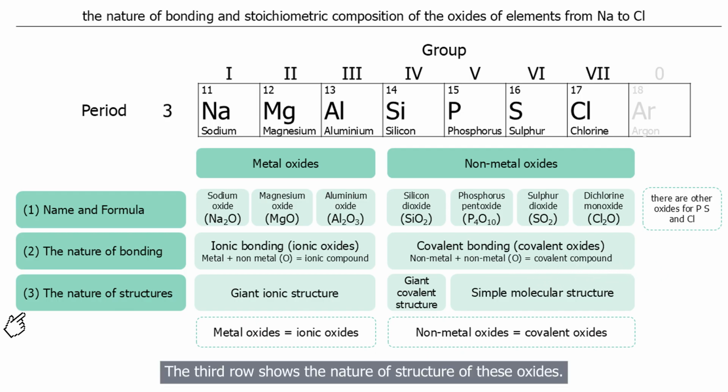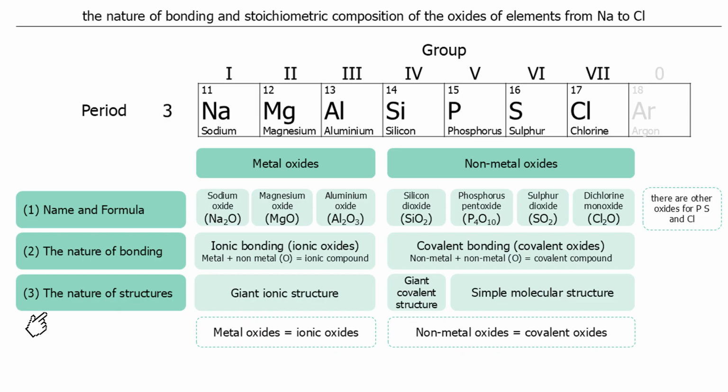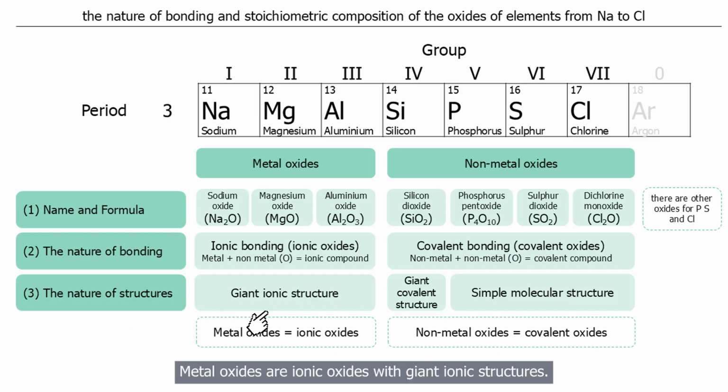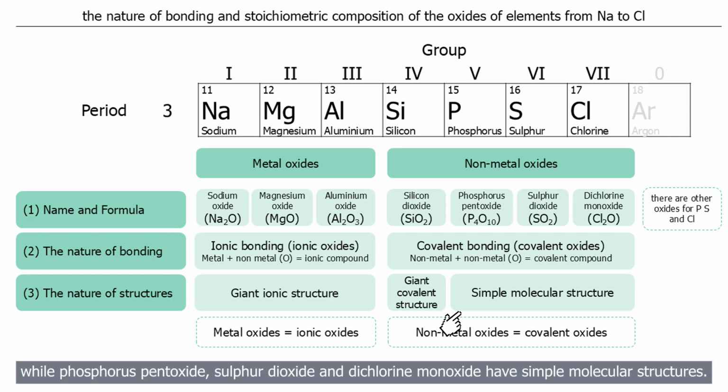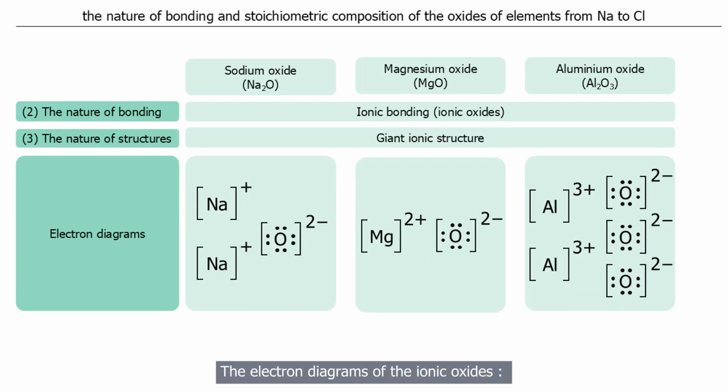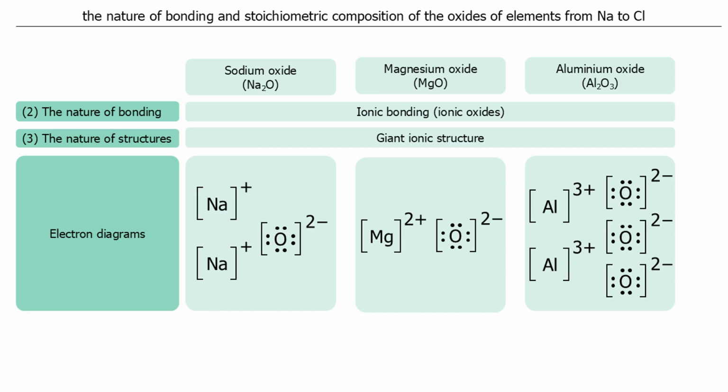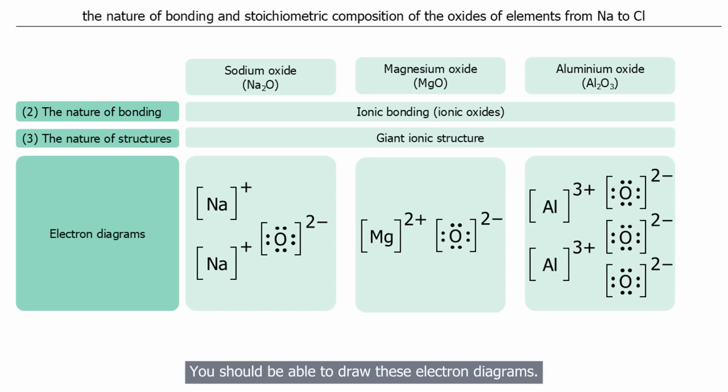The third row shows the nature of structure of these oxides. Metal oxides are ionic oxides with giant ionic structures. Non-metal oxides are covalent oxides. Among them, silicon dioxide has a giant covalent structure, while phosphorus pentoxide, sulfur dioxide, and dichlorine monoxide have simple molecular structures. The electron diagrams of the ionic oxides, sodium oxide, magnesium oxide, and aluminum oxide, are shown here. You should be able to draw these electron diagrams.